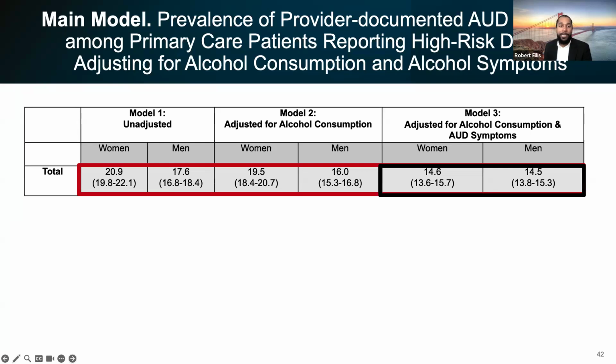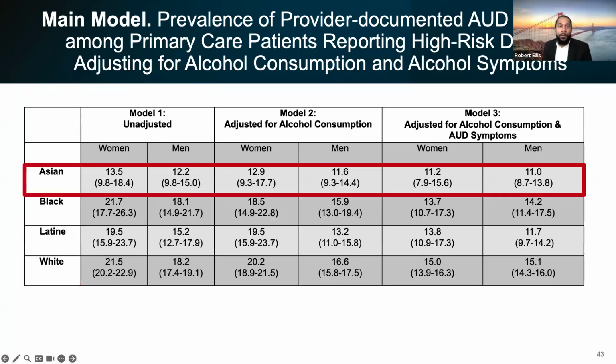Yeah, indicated by the black box. Across race and ethnicity, provider documented AUD appeared consistently low in Asian patients in all 3 of the models compared to other racial and ethnic groups.